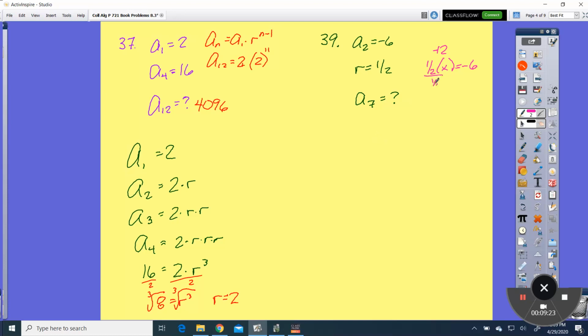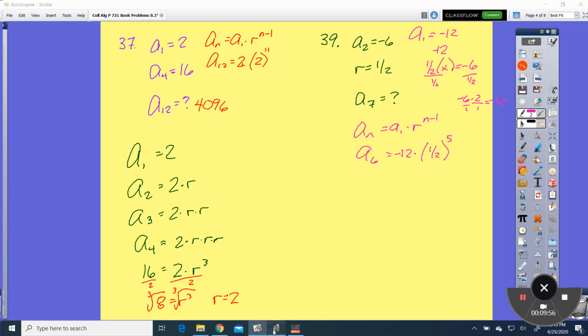Or you could have said this. Dividing by a fraction is the same as multiplying by its reciprocal, which would give you negative 12. So I now know what A1 equals. I know what R is. So I know AN equals A1 times R to the n minus 1. So if I have A6, well, that's A1, which is negative 12, times R, which is 1/2. And N is 6. So 6 minus 1 is 5.